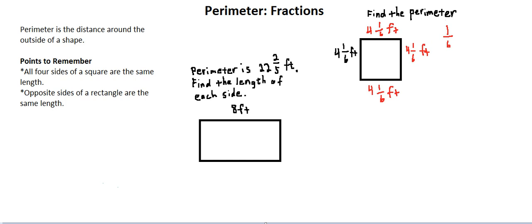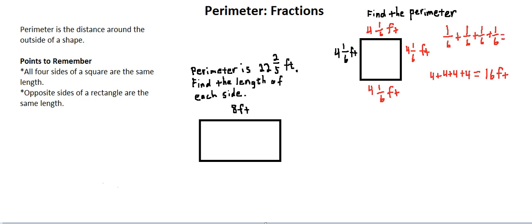So it's going to be 4 plus 4 plus 4 plus 4 feet for each of those, and that will be 16 feet. Okay, now it's 16 feet, but there's also the fractions, so now I'm going to add those together. 1/6 foot, 1/6 of a foot, 1/6 of a foot, and 1/6 of a foot.